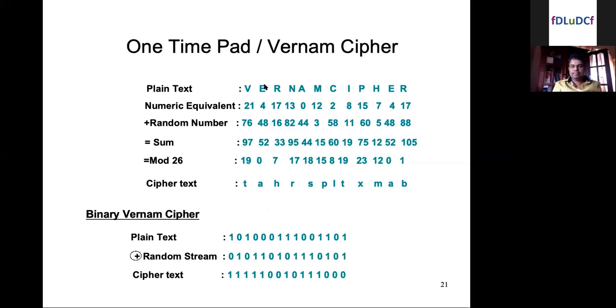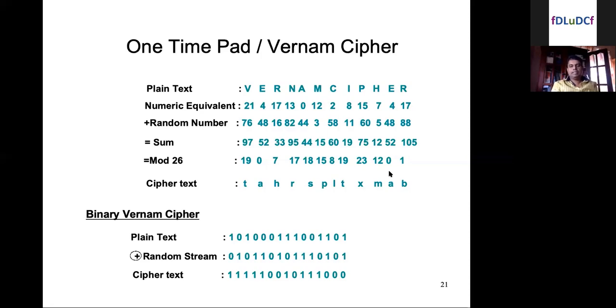Similarly, letter E, we represent by a number that is 4. If you give number 0 to A, then 1 to B, 2 to C, 3 to D, and then 4 to E. And then we add some random number here, and this is 52. Then take modulo 26, so that is 0. So 0 is represented by A, so we replace it with A. So this is our plain text, and this is our ciphertext.